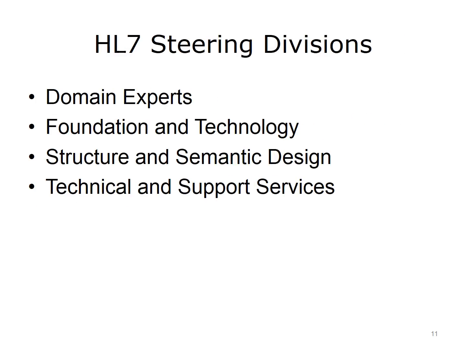In the technical organizational structure of HL7, there are 4 steering divisions. These divisions are domain experts, foundation and technology, structure and semantic design, technical and support services. Each has a number of work groups that make up the division. The next 4 slides will detail the content of these steering divisions. They are grouped by similarity in the kind of work done by the group.